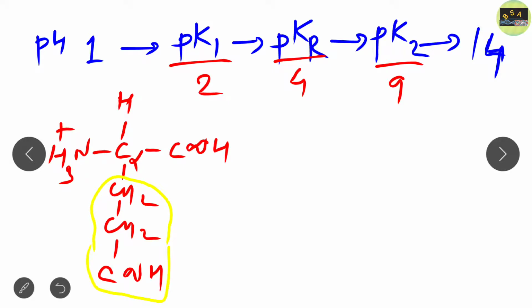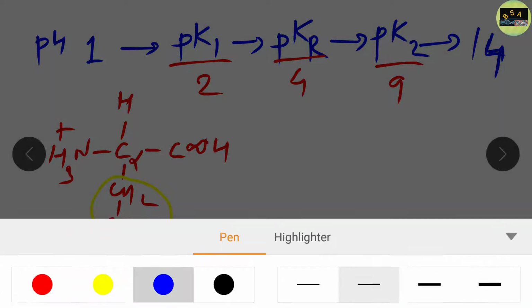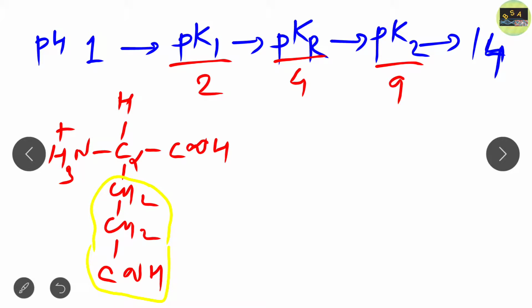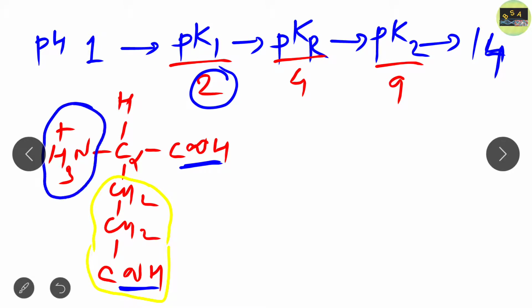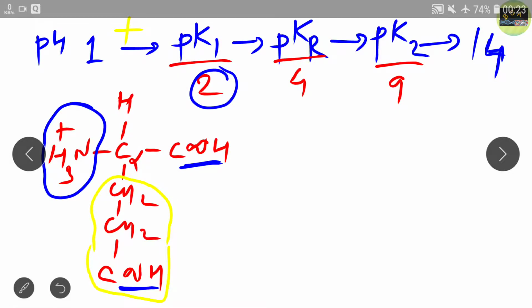In the case of aspartic acid, one CH2 is removed, only a single CH2 is present. So this is the structure at pH 1. Now when we move from pH 1 to pK1, what is the value at pK1? That is 2. So at 2 it will remain as COH, it will also remain as COH, and this will remain as it is, that is plus charge. So when we move from pH 1 to pK1, the charge will become plus 1.